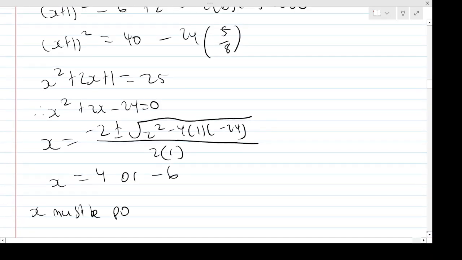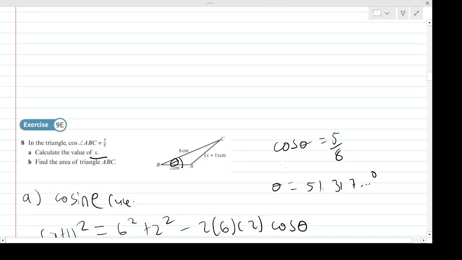So therefore we need 4. We can't have minus 6, right? So therefore x is 4 in this case. So there we are, we found the value of x then. Cool. Then part B says find the area of triangle ABC.